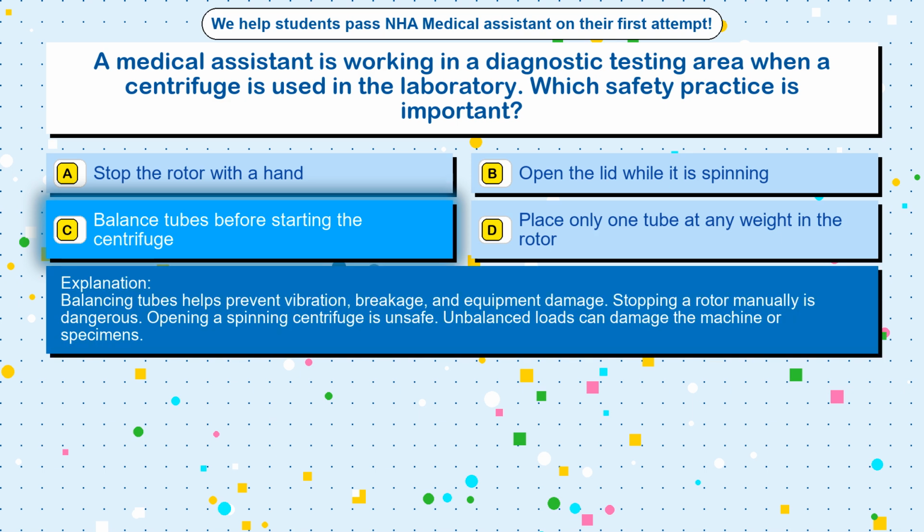Balancing tubes helps prevent vibration, breakage, and equipment damage. Stopping a rotor manually is dangerous. Opening a spinning centrifuge is unsafe. Unbalanced loads can damage the machine or specimens.